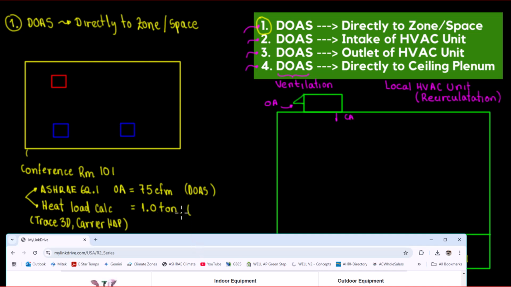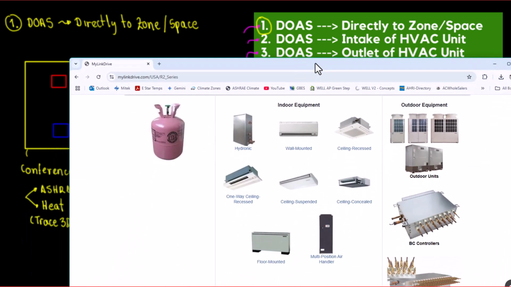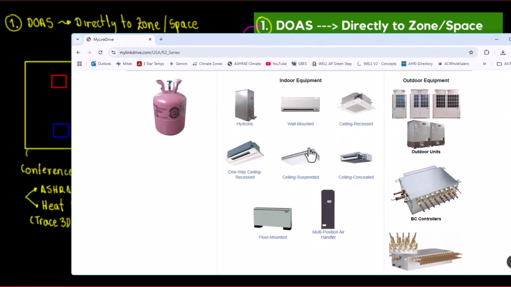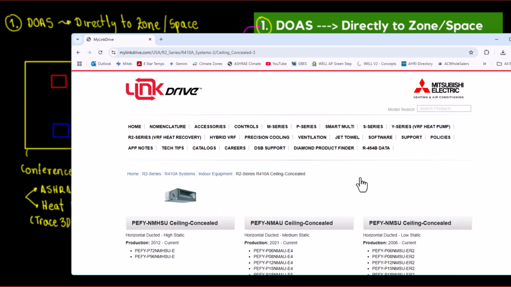So for 1 ton of AC, in other words, the local HVAC equipment is going to be this. You have options. You can put a hydronic, but in this case it's going to be air, not water. So we can put this multi-position air handler, floor mounted, ceiling suspended, ceiling concealed. You have options: ceiling cassette, wall mounted. We're going to go for this ceiling concealed FCU, fan coil unit. So let's click on that.